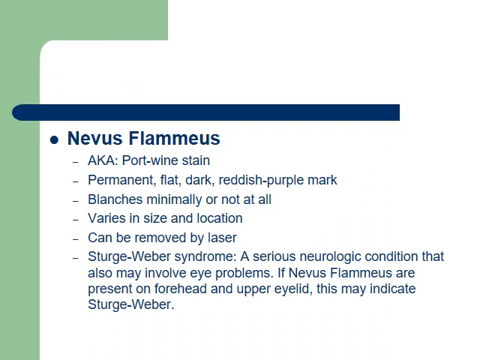Nevus flammeus, or port wine stain. These are permanent. They're flat, dark, reddish purple marks. They may not blanch at all, because they're not capillary origin. It's actual skin discoloration. They vary in size and location, and they can be removed by laser. If you see a port wine stain around the forehead and upper eyelid, it could be Sturge-Weber syndrome, which is a serious neurological condition that may also involve eye problems. So again, it's important to document where we see all these birthmarks.